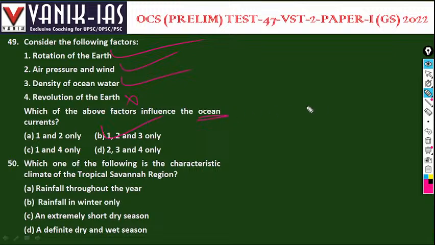Ocean currents means the flow of ocean water. Air pressure will affect it. Rotation of Earth will affect it. Revolution of Earth will not. So the 1, 2, 3 options, those statements will be right.